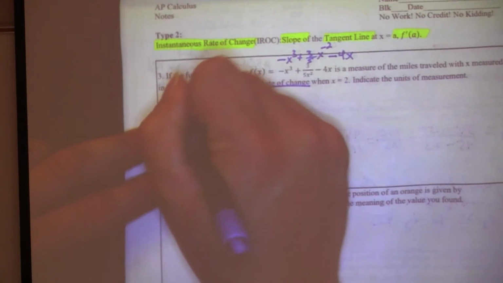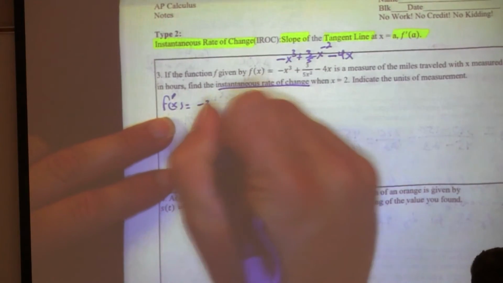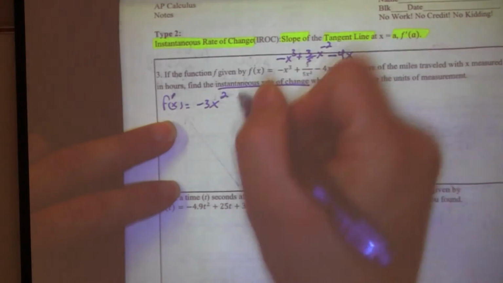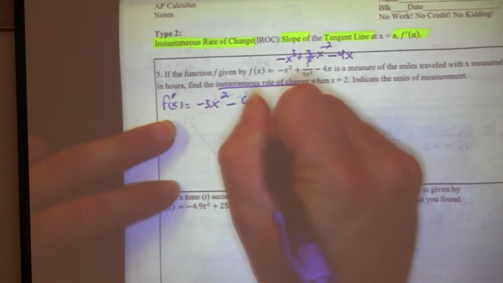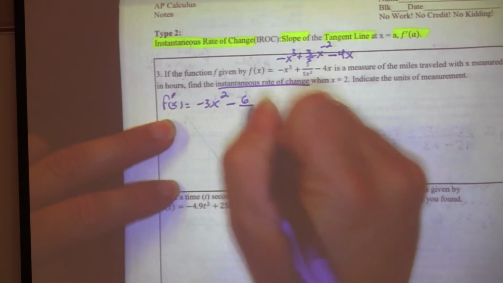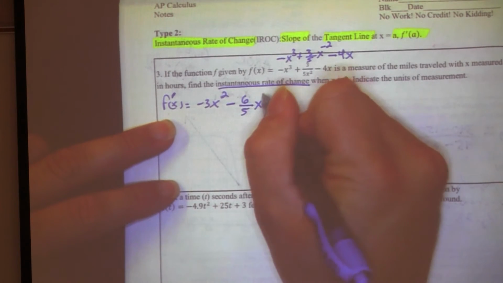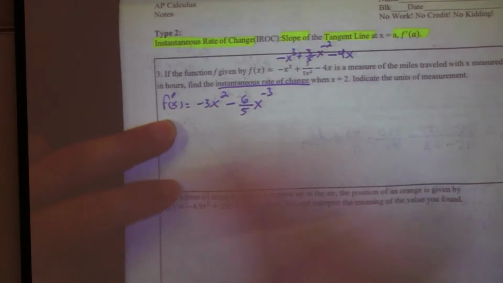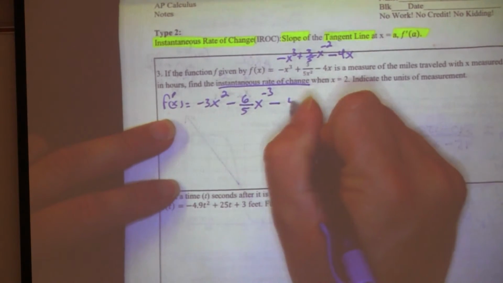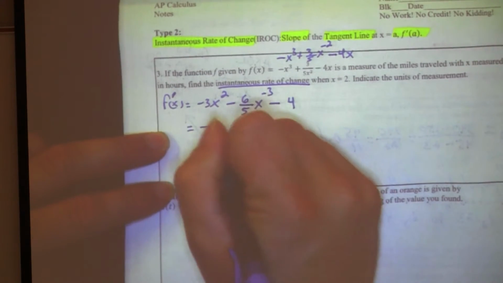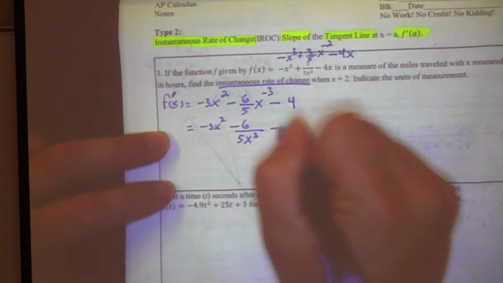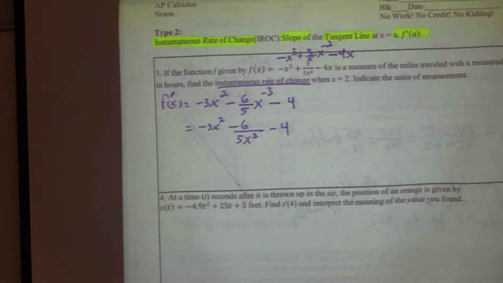Alright, so let's find the derivative since you guys already started. Negative 3x squared, and then minus 6 over 5 x to the negative 3, minus 4. And we could rewrite this as negative 3x squared minus 6 over 5x to the third minus 4. And can I leave it like that? Yeah, that's good enough, right?